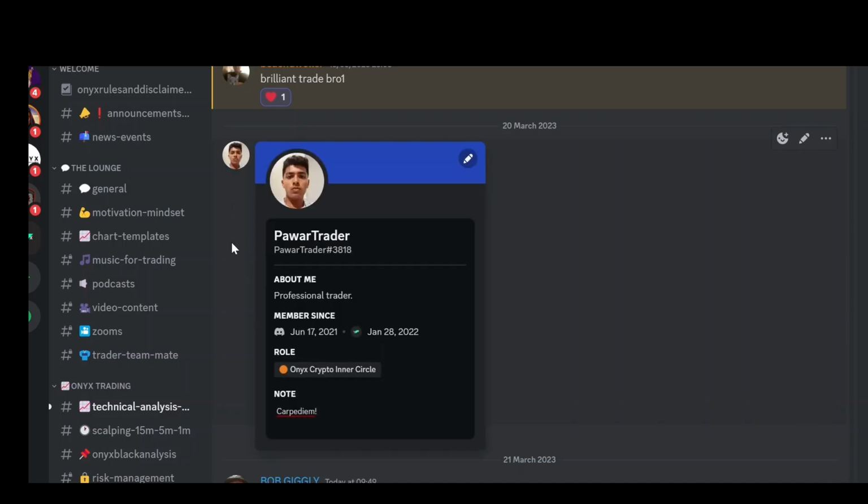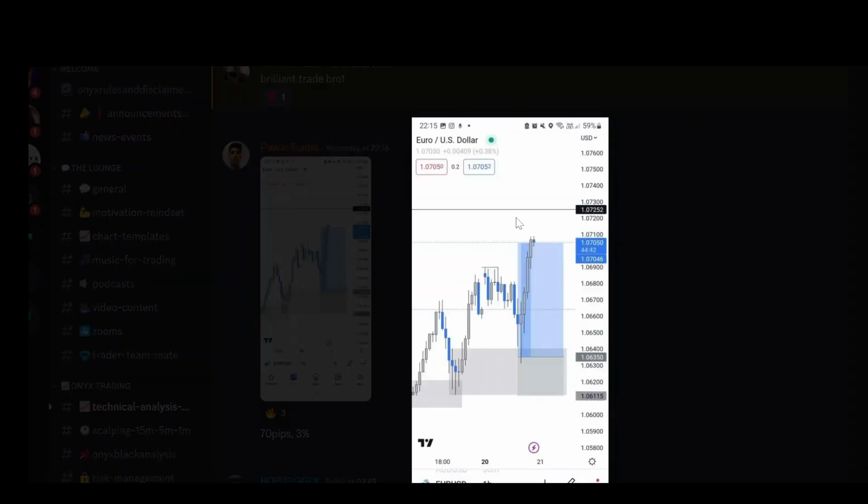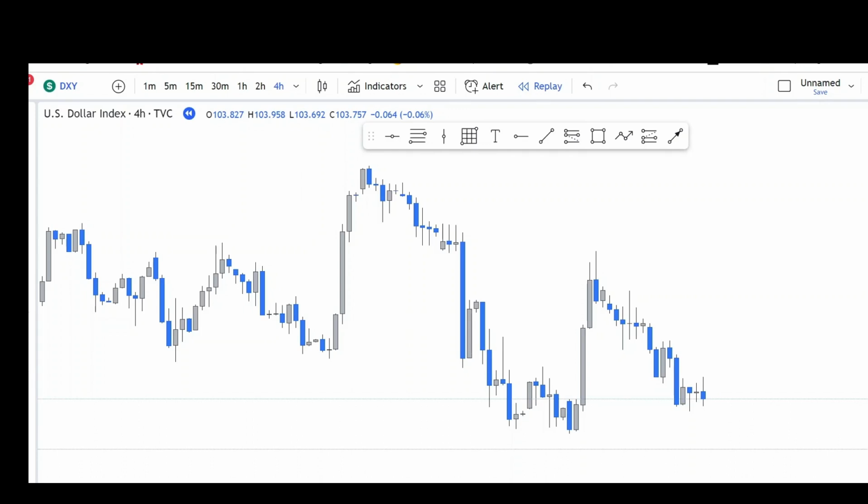I'm PawarTrader, and today I'm just going to be sharing with you my breakdown for this trade essentially. So I took this trade last night at London session and I made around 3% on it. Alright, let's get straight into it.